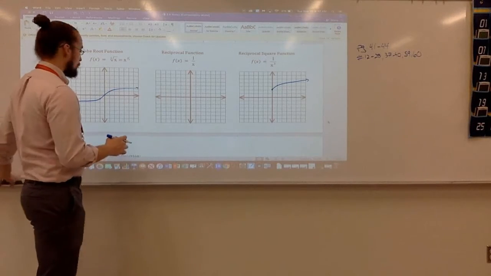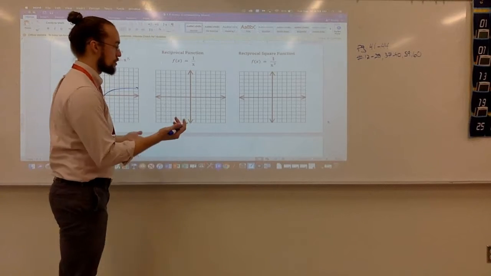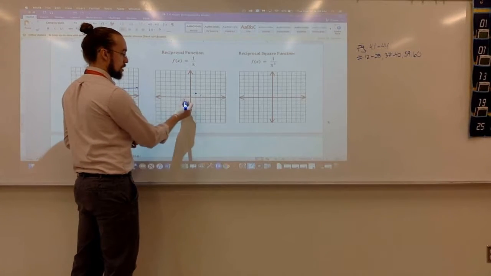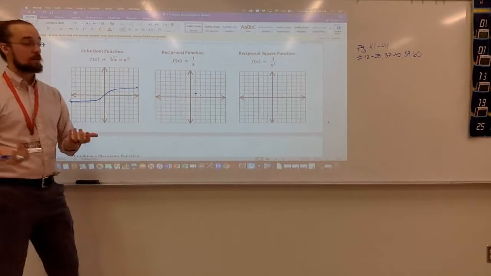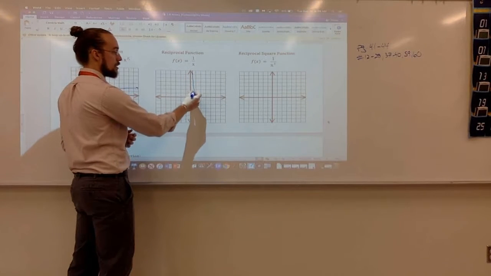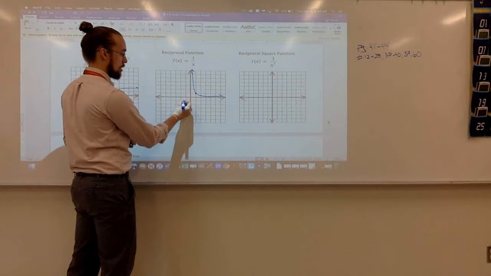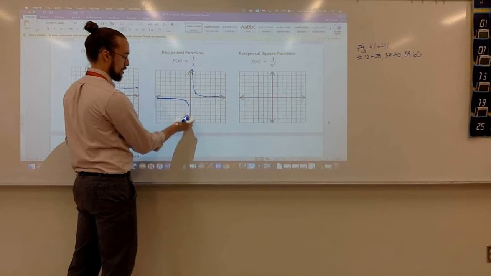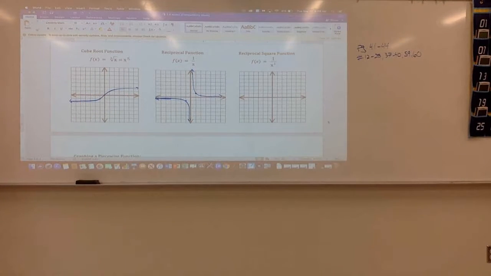The reciprocal function, 1 over x. If we start plugging in a couple of values, we get something that looks like this. And if we plug in 0, we get something that's undefined. That tells us there will be an asymptote at 0. So what ends up happening is something like this. We get our reciprocal function, 1 over x, to look like this.